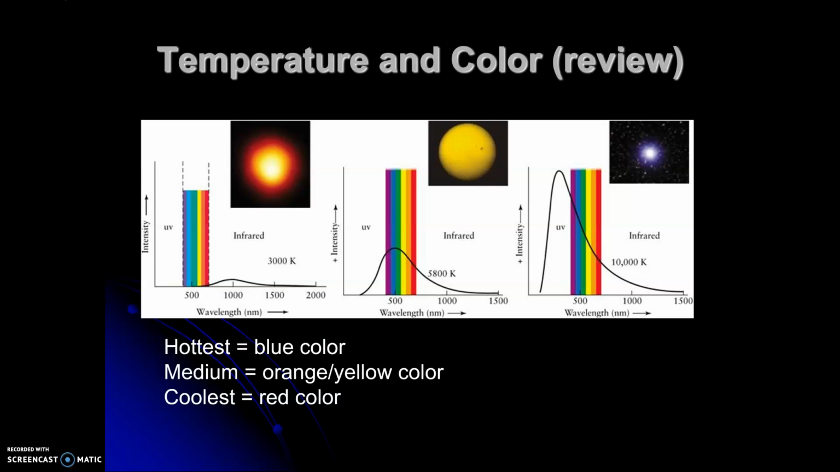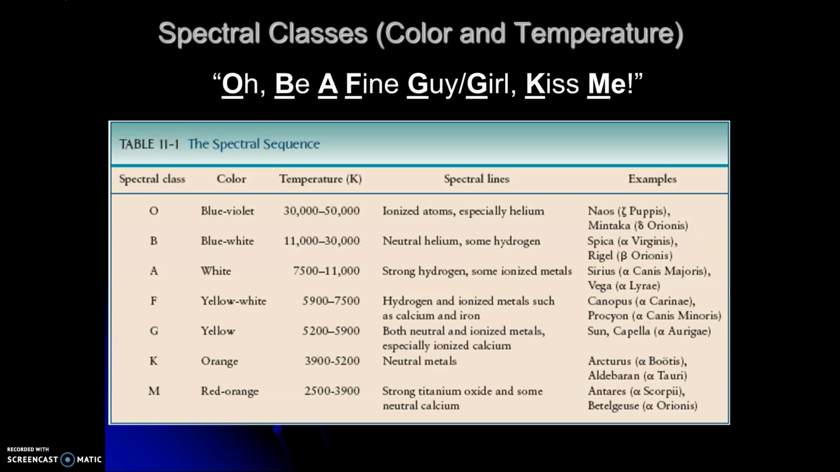Taking a look at temperature and color, we've talked about this a lot with our stars. We know that the hottest stars are blue in color. Our medium-temperature stars are yellow or orangey, and our coolest stars are red. We've also seen this before in our video. When we're using these to define the stars, we use the acronym, oh be a fine girl or guy, kiss me. These spectral classes, the definition of our colors for our stars, go through different letters, which is why we have that acronym at the top.